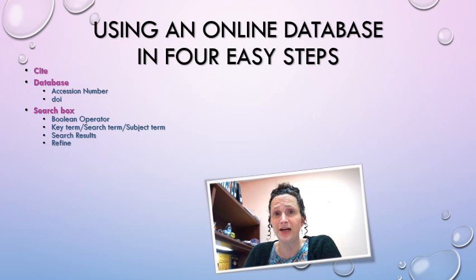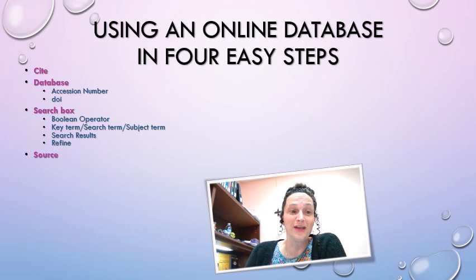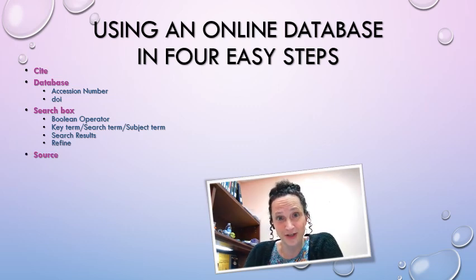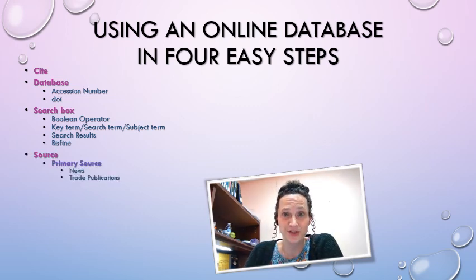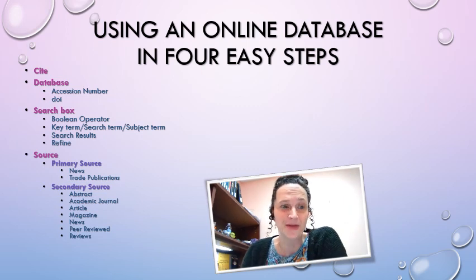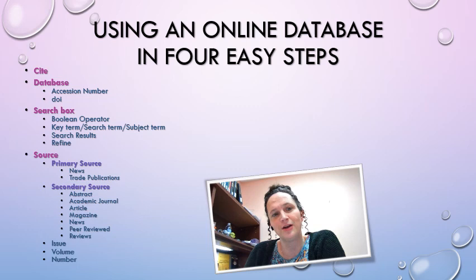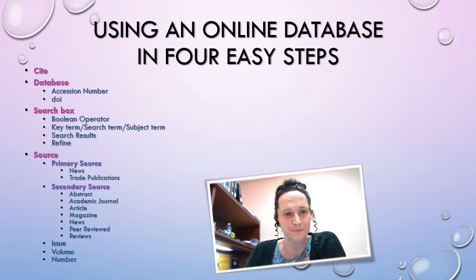You use Boolean operators to narrow down or broaden out the search so that once you get your search results, you don't have to refine them as much. The results you get are called sources, and we have 2 different kinds of sources. We have primary sources, which is as close to the thing as possible, and we have secondary sources, which is one step removed from that thing. We also have issues, volumes, and numbers because those are how journals are broken up.